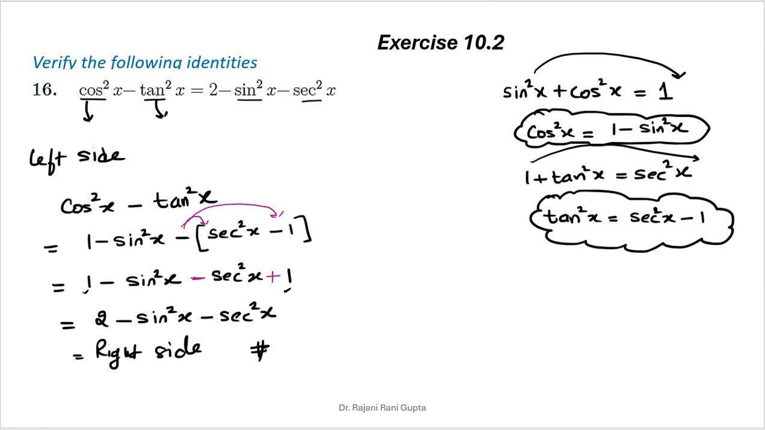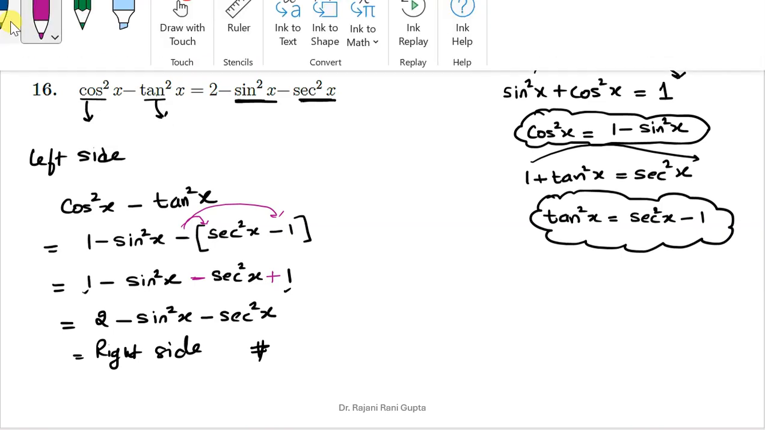And hence proved. In this case again, you can also start with the right side. But what you have to do is find the value of sine in terms of cos, so you will be using sine square x is equal to 1 minus cos square x. And for secant square, you will be using 1 plus tan square x. Let me just do this one the other way.